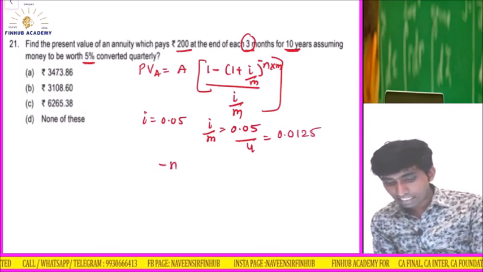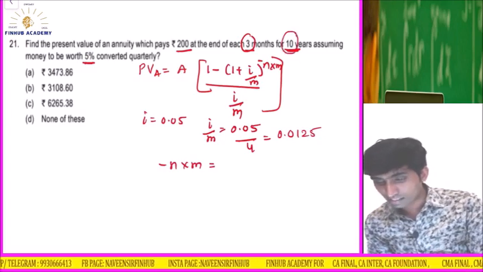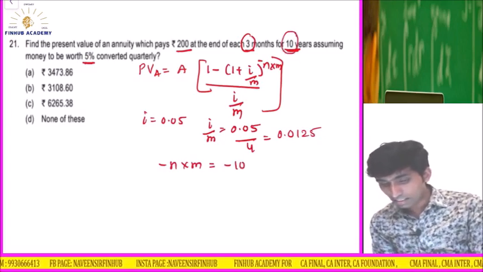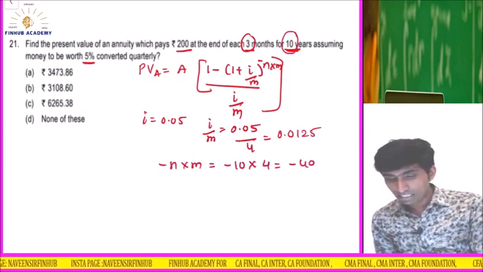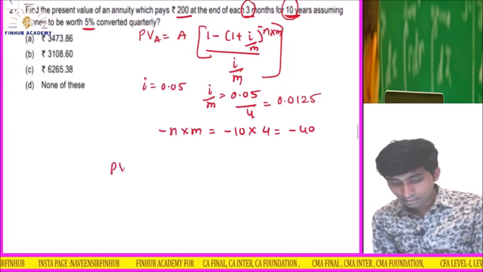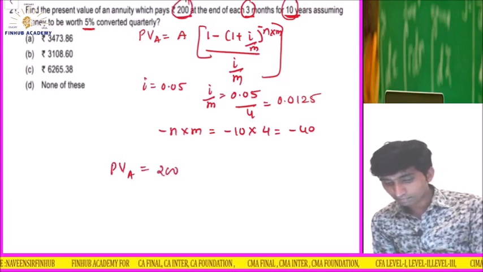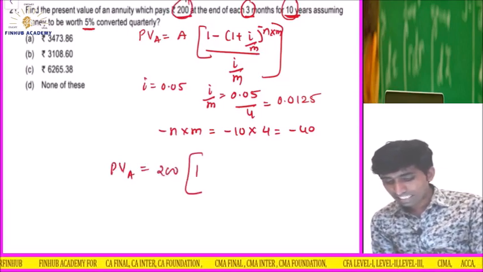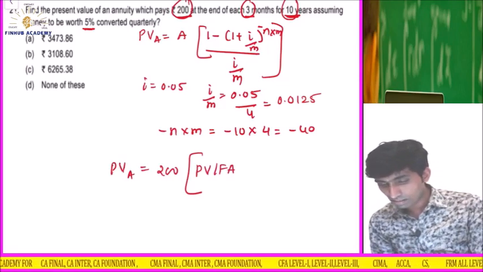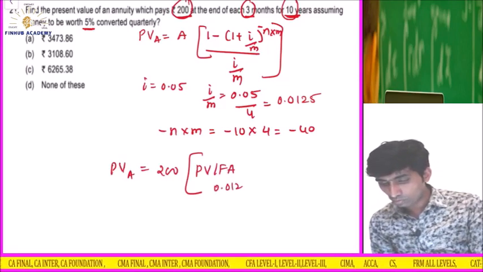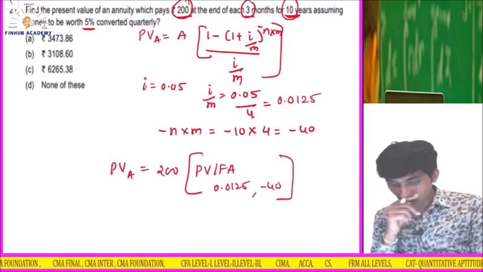Same way, minus n into m. Please understand, this is for 10 years. So n is 10, into m, quarterly means 4, so it is minus 40. Let's apply the formula. Present value of A is equal to annuity, which is 200, so directly I am writing the formula PVIFA for 0.0125 comma minus 40.